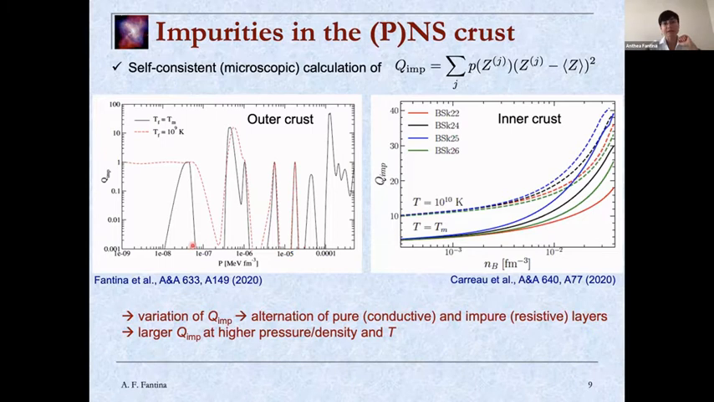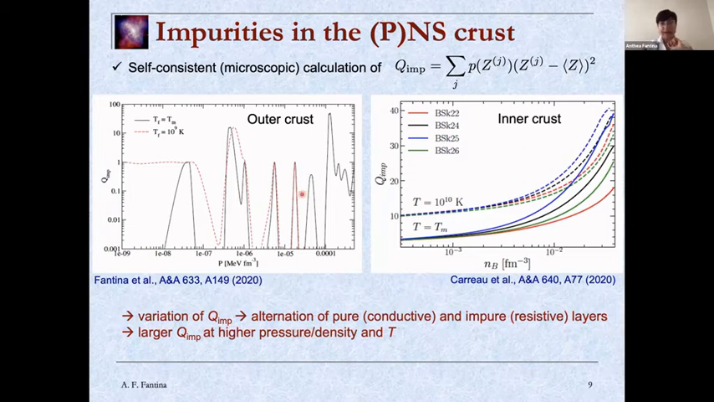You can also see another striking feature: the impurity factor is not at all constant. Actually, you can see an alternation of pure and impure layers, which means an alternation of conductive and resistive layers. So we can expect that this might have an impact on transport properties.